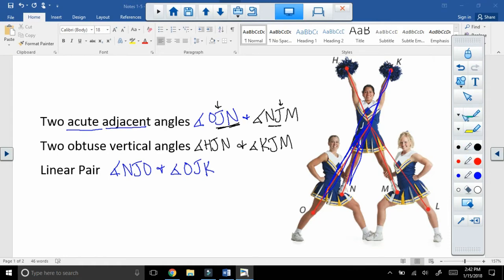Once in a while, I have a student say they're looking at like this one and that one, and they say, well, it forms the straight line here. The only problem is those are not adjacent angles because they don't share a common side. So linear pairs have to be adjacent angles. This is one out of several examples that could work for that.